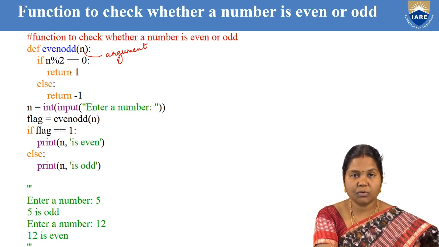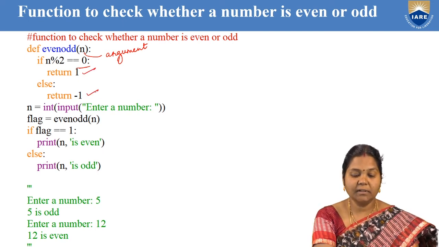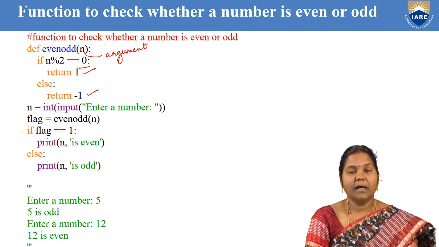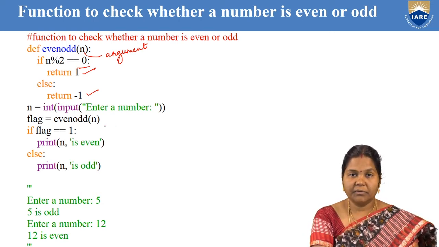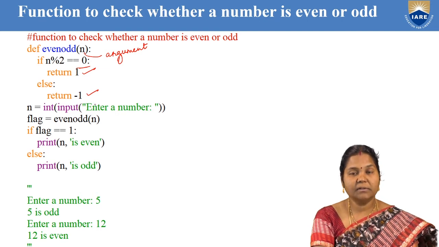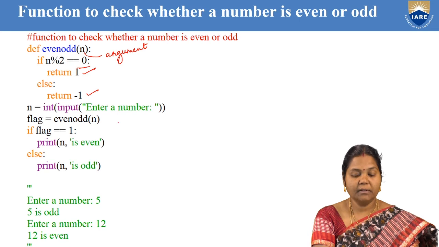If n modulus 2, if you divide a number by 2, if its remainder is equal to 0, then return 1 and otherwise return minus 1. So we have written the return statements. So while invoking the function, first let us read a number. This is the function creation, or function definition, we have written.